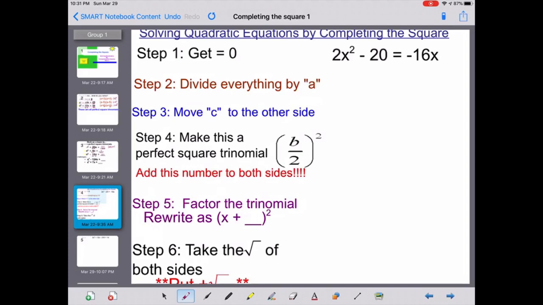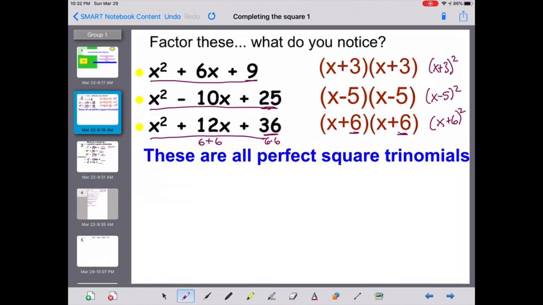So, step 1 is you have to get it equal to 0, just like we did in the other ones. So here, I'm going to add 16x to both sides. And then I have 2x squared plus 16x minus 20 equals 0. Good. First step done. But I want to have just x squared in the front. Just like in all of these examples, it had just x squared in the front.